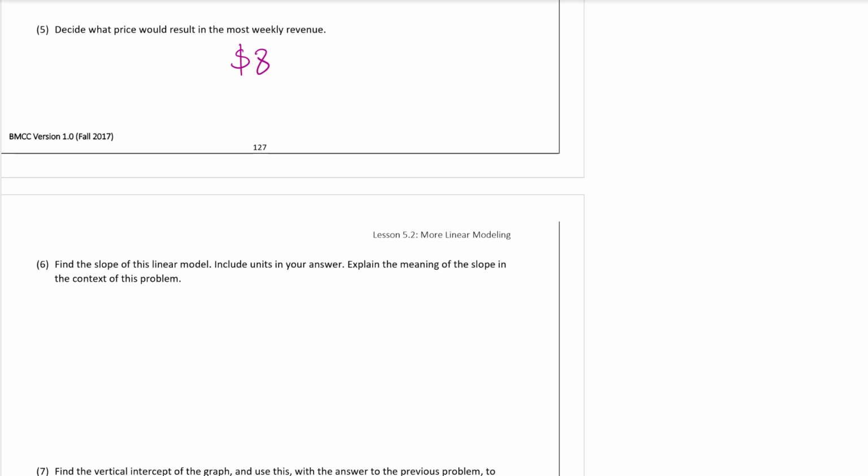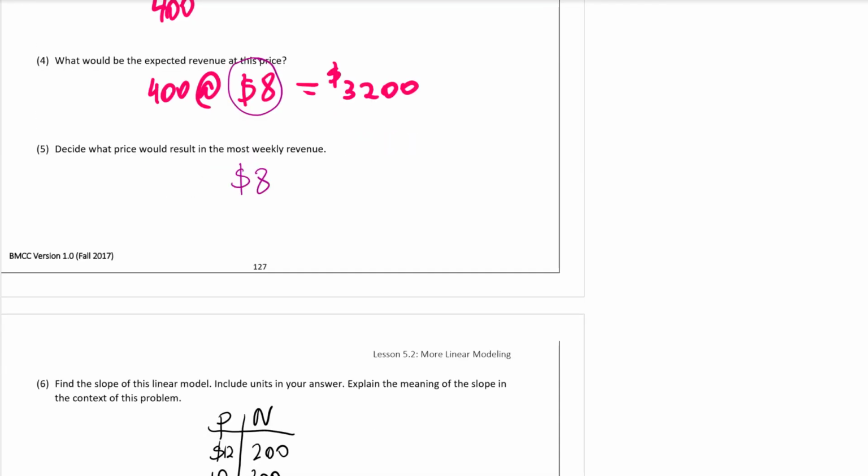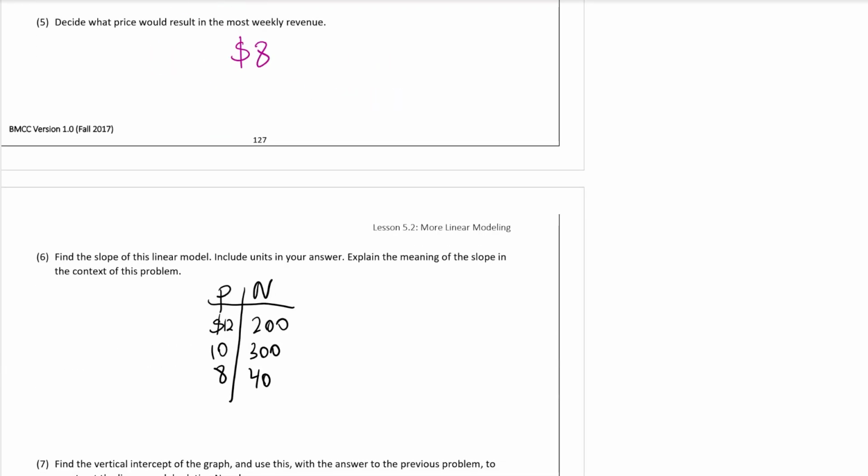So what else were we asked to do? Oh, we were asked to now actually write the mathematical model to describe this. So question number 6 is asking you to find the slope of the linear model and explain the meaning of this in the context. So we're going to do a table, right? I'm just going to put the numbers that we got so far. So we were given 12, and where were we going? We were going down, right? So we got 12, and we got 200 necklaces, 10, 300 necklaces, 8 we did, right? So that was 400 necklaces.